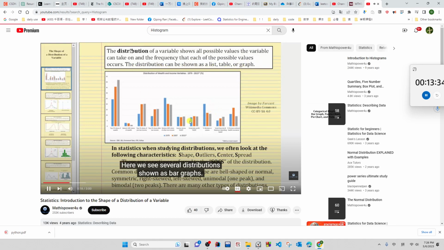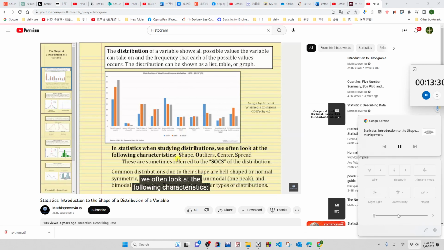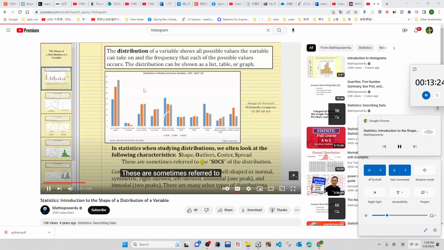Here we see several distributions shown as bar graphs. In statistics, when describing distributions, we have to look at the following characteristics: shape, outliers, center, spread. These are sometimes referred to as the socks of the distribution. Common distributions through their shape are bell-shaped or normal, symmetric, right-skewed, left-skewed, unimodal, and bimodal.